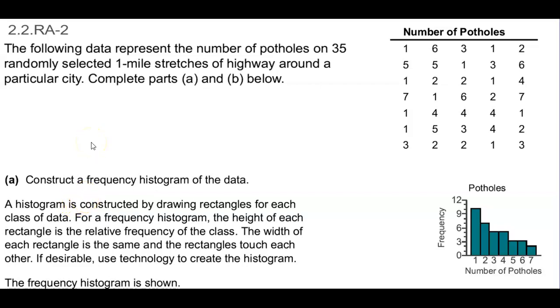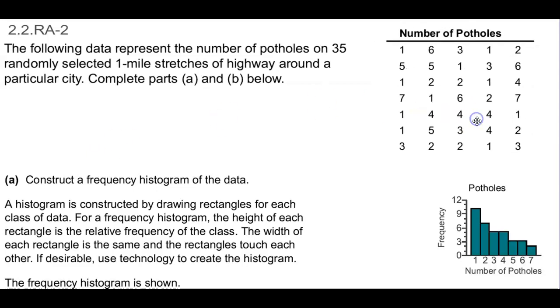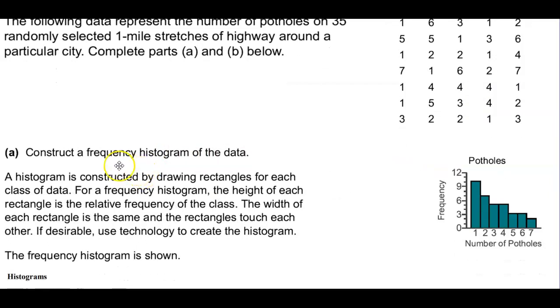Section 2.2.RA-2. The following data represent the number of potholes on 35 randomly selected 1-mile stretches of highway around a particular city. We want to complete parts A and B below. So here's the set of data. So for part A, we want to construct a frequency histogram of the data.